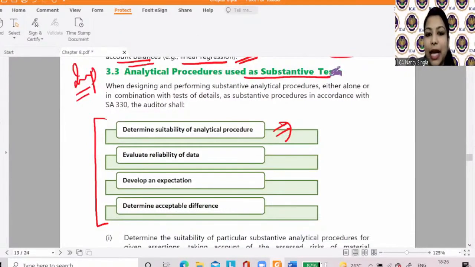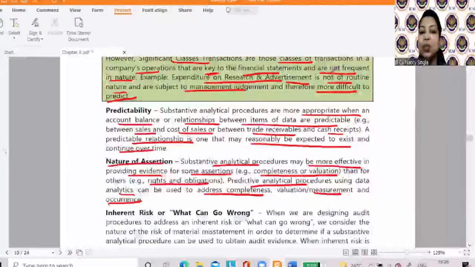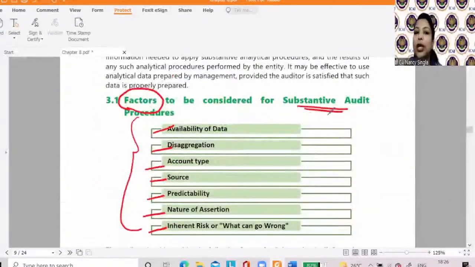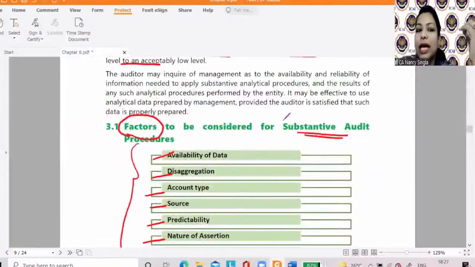So now, analytical procedure as substantive test. Students, when I discuss with you the various factors that the auditor will consider when he's deciding as to whether to apply analytical procedure or test of details, so we discussed all these factors. ठीक है. So if you see, the explanation says that the auditor's substantive procedure at assertion level, that is as to whether to perform test of detail or analytical procedure or a combination of both. Before deciding that, auditor will first see all these factors, है ना? Because let's say data is not available, तो analytical procedure नहीं लगेगा ना. Auditor will have to perform what? Test of detail. ठीक है.